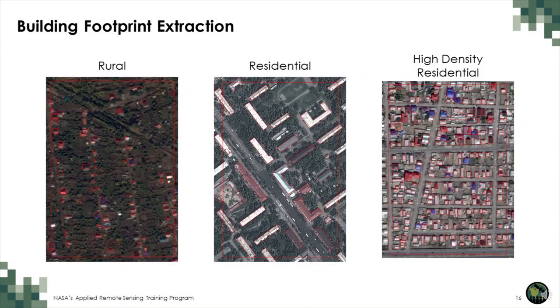So this is more typically how we use it, not for an entire country, but looking at specific areas, going through and extracting the building count and building area for different types of construction in different types of development patterns in different types of countries. So you can understand how rural residential and high density residential might be easy to distinguish in remote sensing imagery.